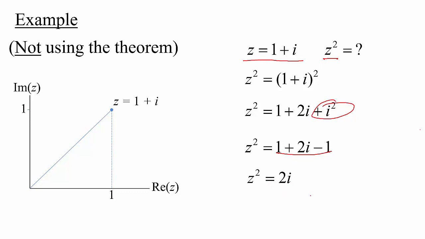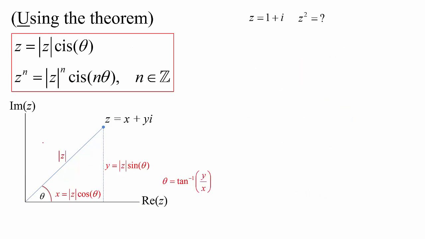Now let's see if we can obtain the same answer using de Moivre's theorem. There's the theorem. This just shows you what we're going to use in polar form, of course. So we have z equals 1 plus i, and we want to work out z squared. First thing is to work out the magnitude of z, which is the square root of x squared plus y squared. Our x is 1, and our y is the coefficient of i, which is also 1. So the magnitude of z will be the square root of 2.